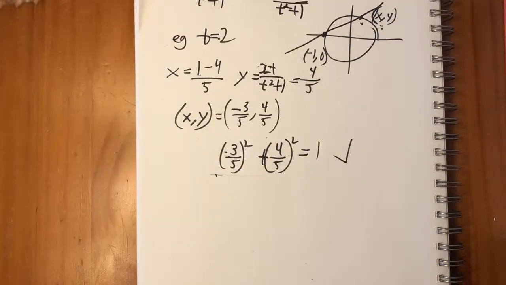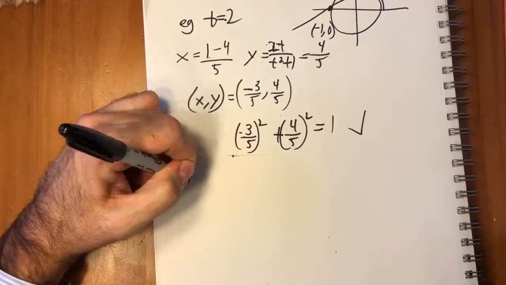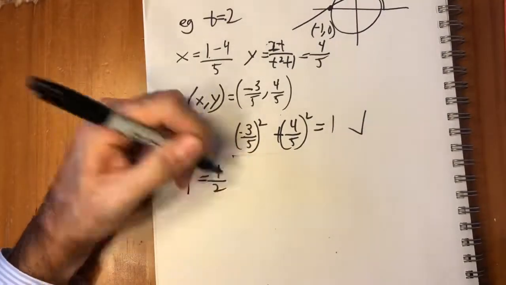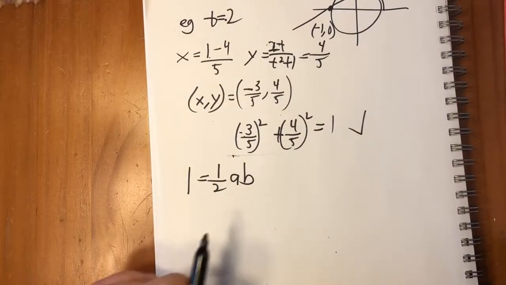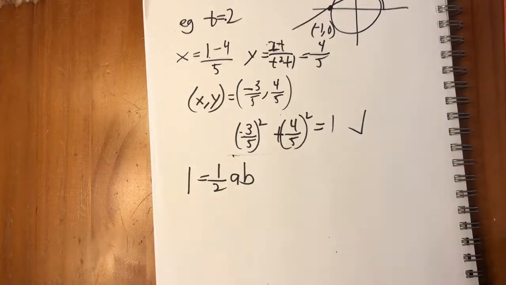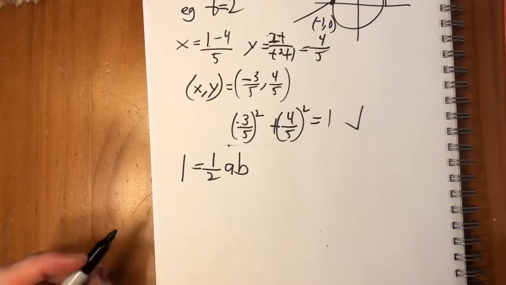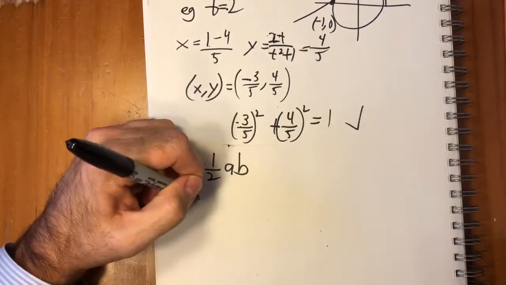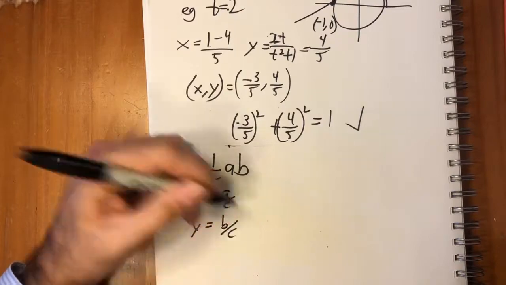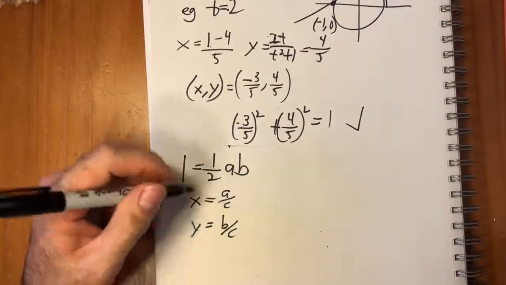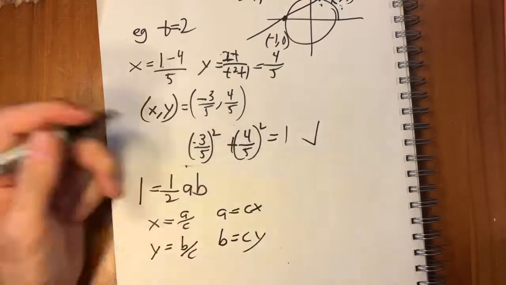But what was our original problem? This is helpful. But what we're actually looking for is whether 1 can be the area of such a triangle. So we started with x equals a over c, y equals b over c. So if we just multiply by c, we have that a equals cx, b equals cy.